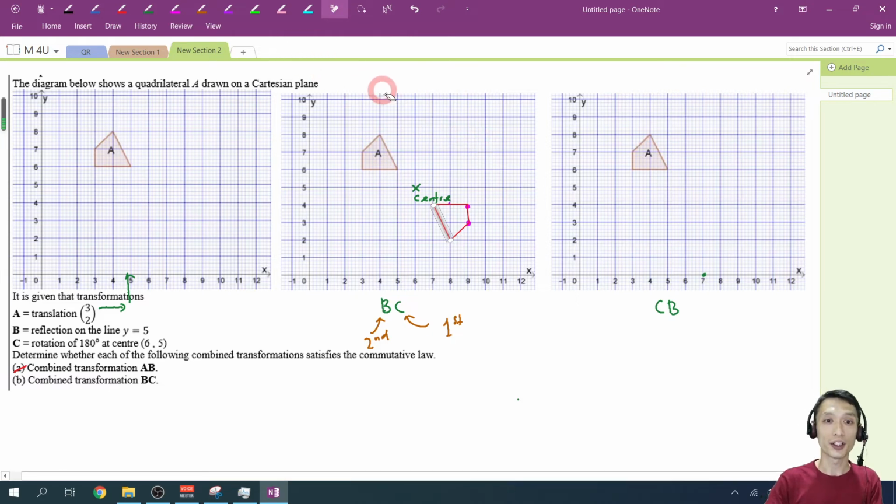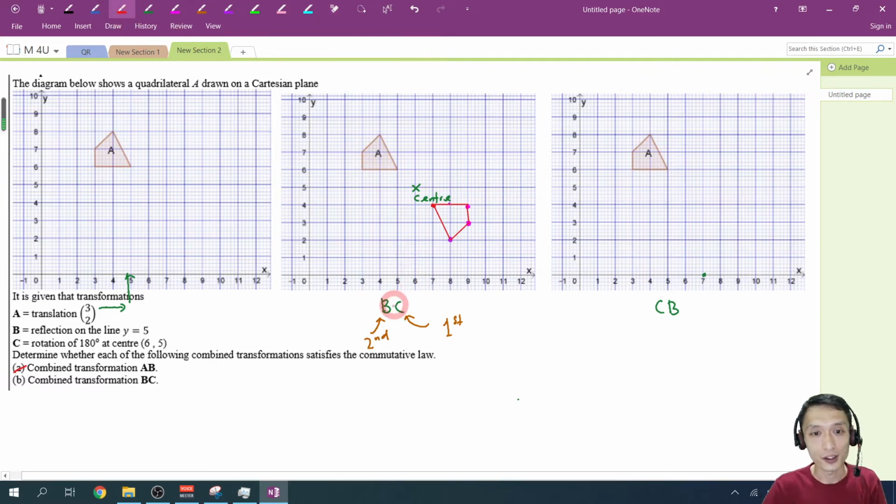If you worry that you will get confused, you can actually label it. For example, you can label it B, C, D, E. This is for your own reference. So when you determine the image, you can label it B prime, C prime, D prime, E prime. It's up to you whether you want to label it or not. If you feel that labeling will help you get the answer more easily, you can go ahead and label it.